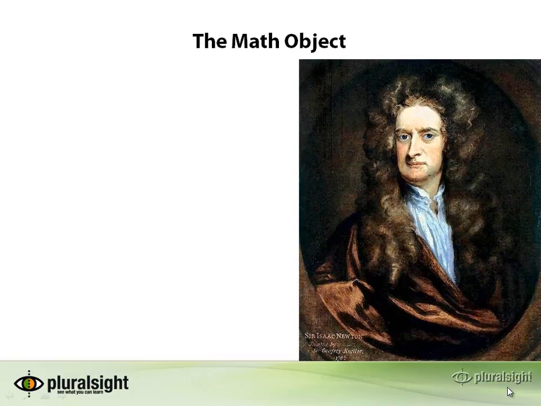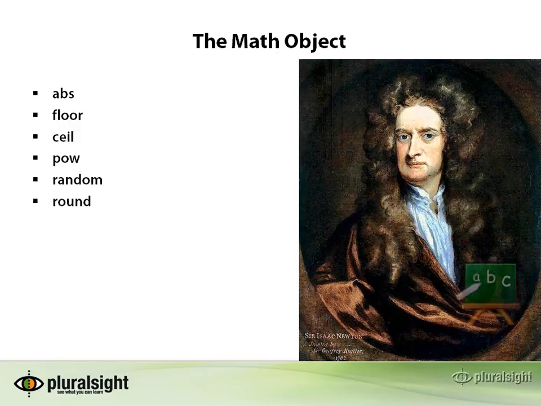The Math object is really just a collection of functions and constants relating to mathematical operations. There's the abs function, which returns the absolute value of a number; floor, which returns the largest integer less than or equal to the argument; ceil, which returns the smallest integer larger than or equal to the argument; pow, which returns base to the exponent power; random, which generates a pseudo-random number between 0 and 1; and round, which rounds to the nearest integer.